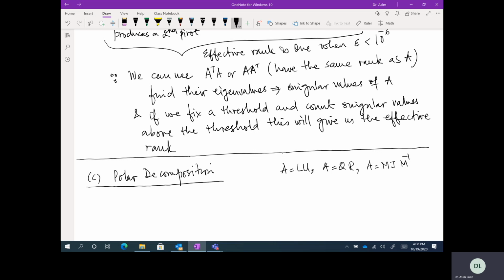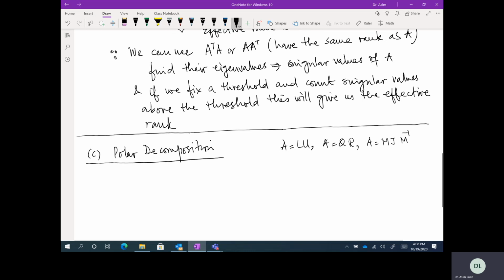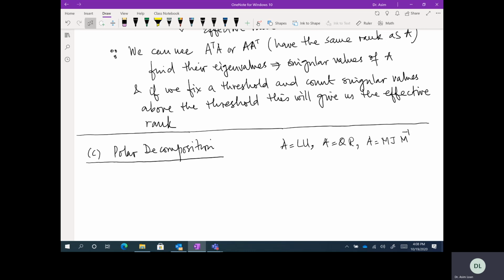Now we also have one more, which is we can write any real square matrix in terms of an orthogonal matrix and a symmetric matrix. So how do we do that? This concept is taken from the complex number. So recall, if Z is a complex number, then Z is equal to R e to the j theta.